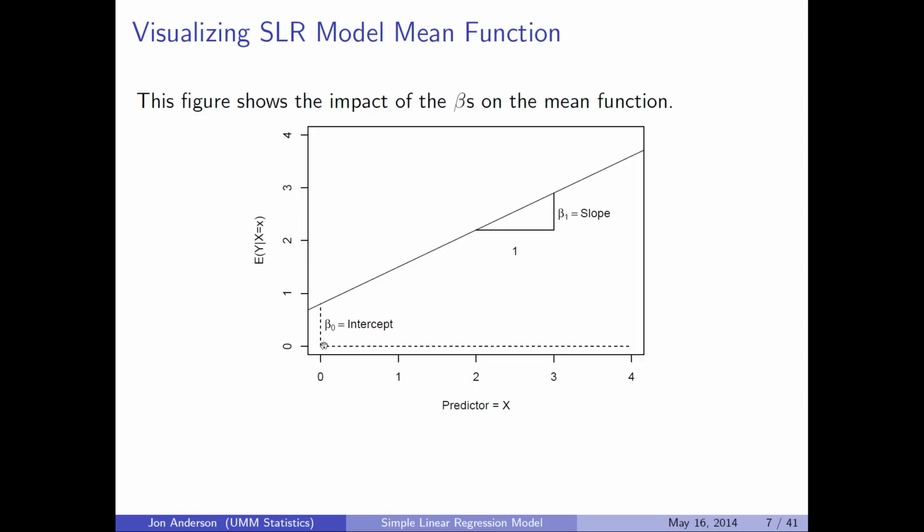That's basically the value of y that occurs when x is 0. And beta 1 controls the slope, or the tilt, of the underlying mean function that is generating the data.